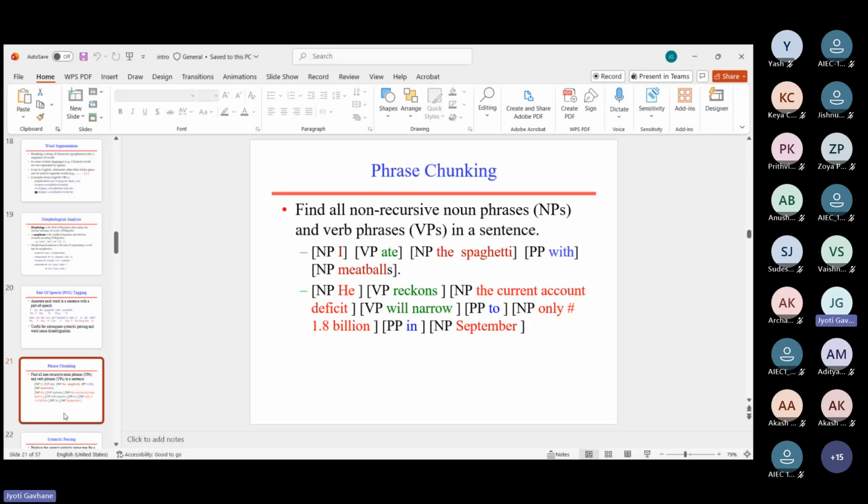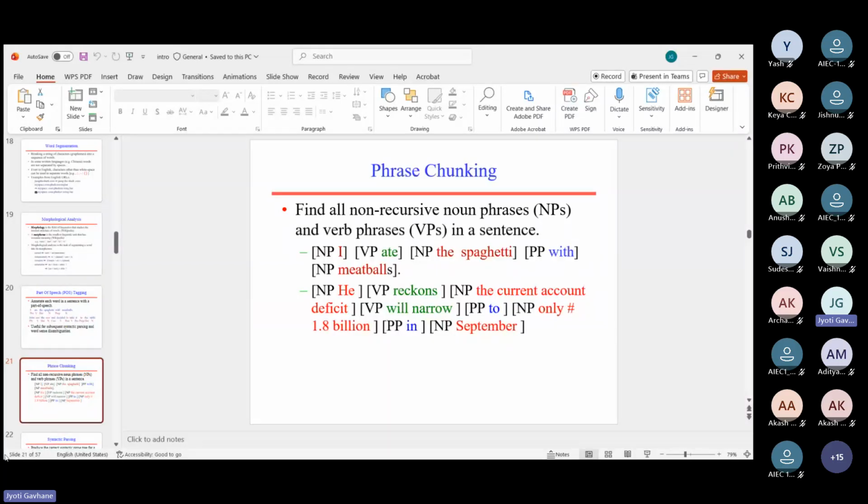Again, the example, try to understand. I ate spaghetti, the spaghetti. The spaghetti you can again divide into the determiner and the noun. With meatball, simple. Meatball is a real word. S, you can say it is a morpheme. Correct? Now the next statement, he reckons the current account deficit will narrow to only 1.8 billion in September. So this is a longer statement than the previous one. So you may find, yes, there is more than one verb phrase and more than one noun phrase in the statement. So this is how you need to chunk the phrases.